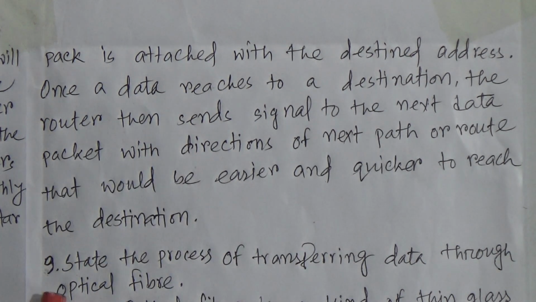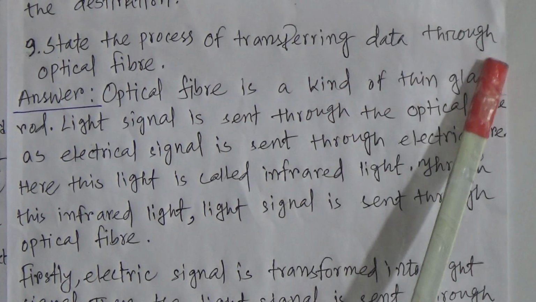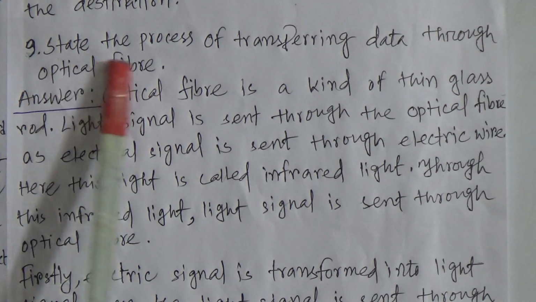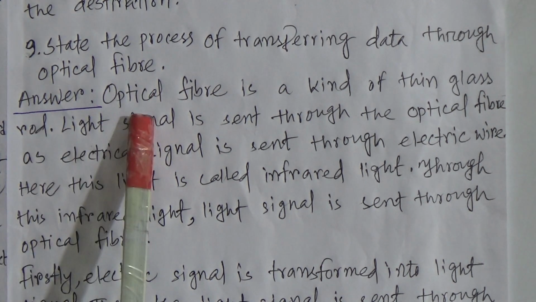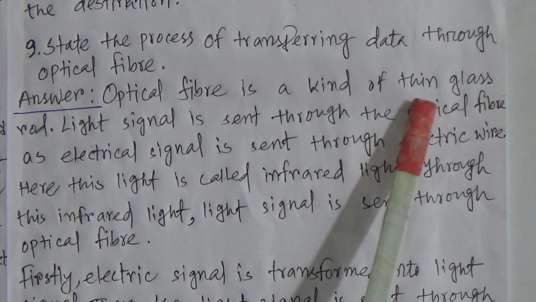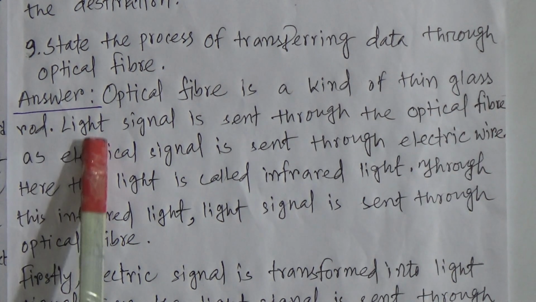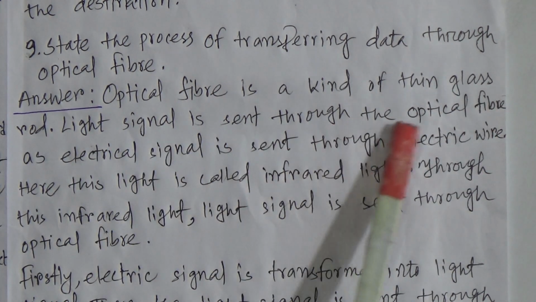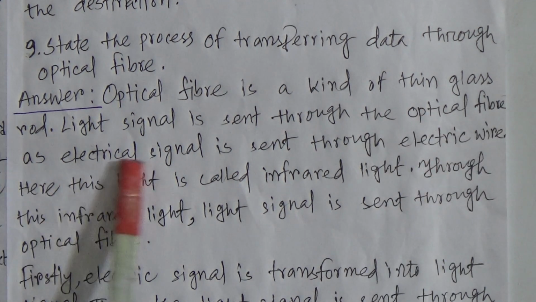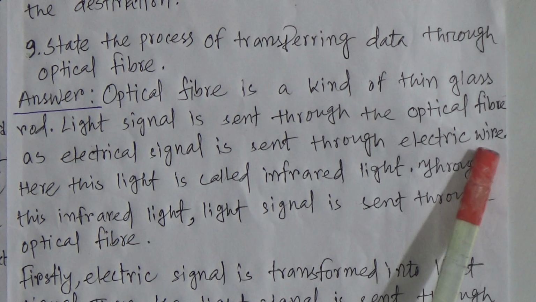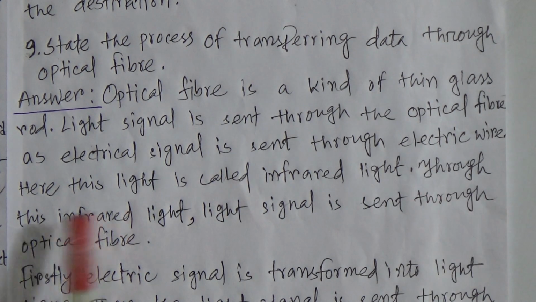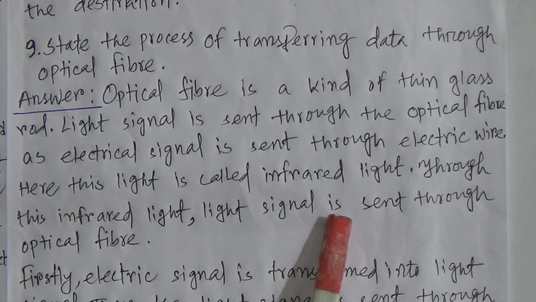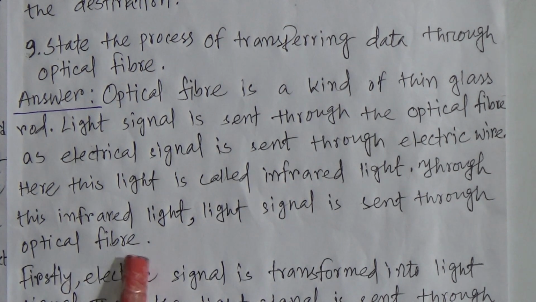Now question number 9. State the process of transferring data through optical fiber. Answer. Optical fiber is a kind of thin glass rod. Light signal is sent through the optical fiber as electrical signal is sent through electric wire. Here this light is called infrared light. Through this infrared light, light signal is sent through optical fiber.